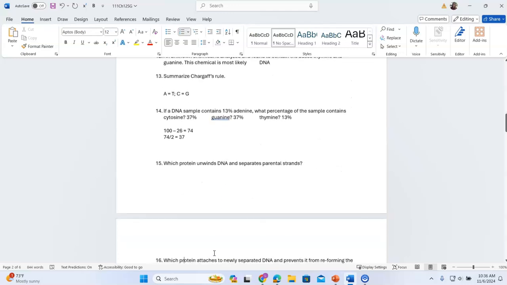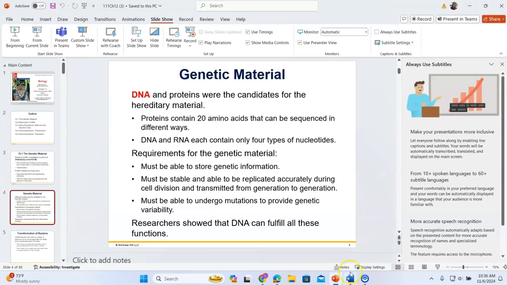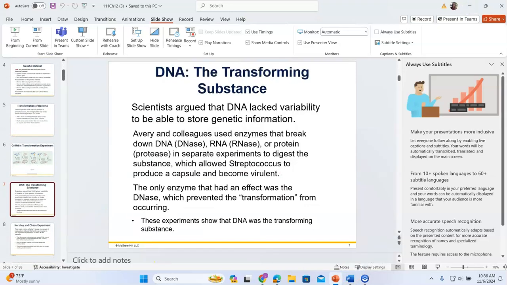As long as you're given the percentage of one of the nucleotides or one of the bases, you can figure out the other 3. Now, starting with number 15, we're going to be talking about DNA replication. So let's move on to the PowerPoint and go to the section on DNA replication.